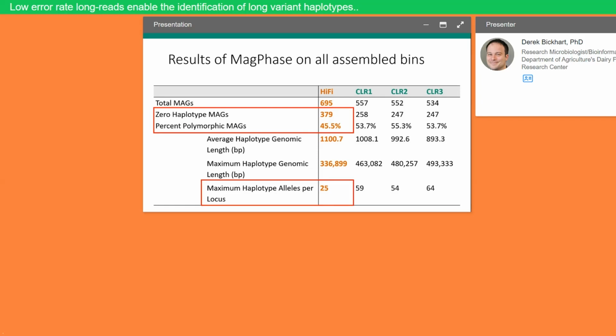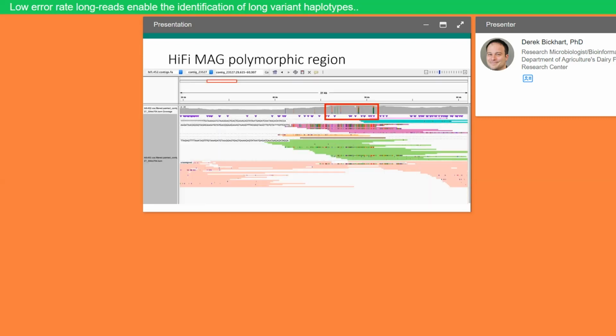I'd also like to point out that in some regions of certain mags, there were high degrees of polymorphic alleles. And we actually counted up to 25 alternate haplotype alleles in some regions of the hi-fi assembly. This was double in the same or equivalent regions in the CLR data sets. Again, these were composites of highly polymorphic regions.